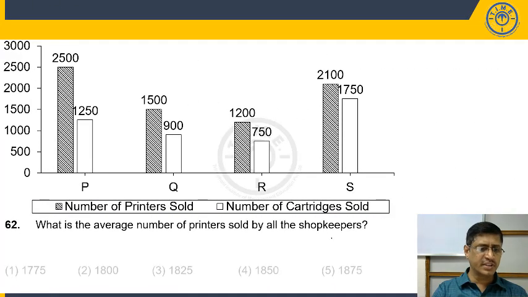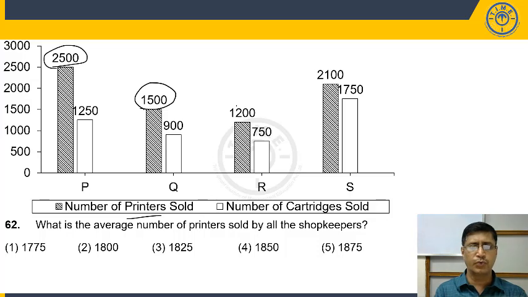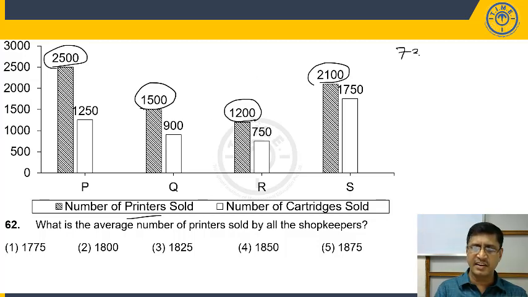Yes, my dear students, look at the next example on your screen. What is the average number of printers sold by all the shopkeepers? Printers sold by all the shopkeepers means the first bar. So what is the sum of all these values? 2500 plus this value, how much? 4000 plus the sum of these two values, how much is it? 3300. 4000 plus 3300 is 7300.